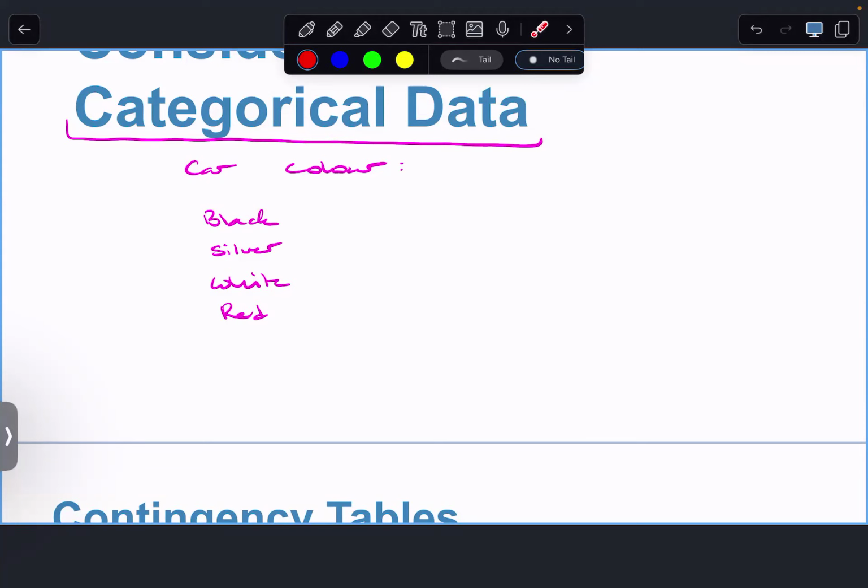Who has a black car? Me. Only me? 1. Who has a silver car? 2. I think everyone has cool color cars. How about a white car? 4, 5. Doesn't matter. How about a red car? 1. Cool. Clearly missed a bunch of colors, etc. Nice.